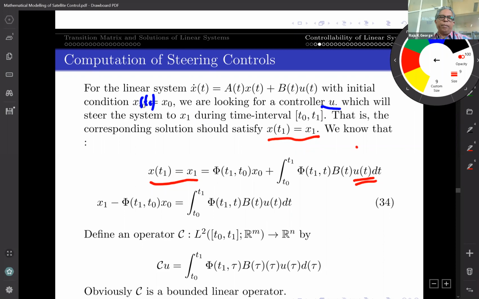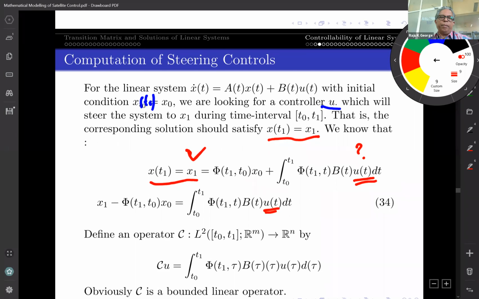I am looking for this u. This is unknown to me. Can I find a u such that, once I plug that u into this solution, my terminal state x at t1 is x1? That's the question. If you take these terms to the left hand side, x1 minus phi(t1, t0) x0 is equal to the integral from t0 to t1 of phi(t1, t) B(t) u(t) dt on the right hand side. So I am looking for a u such that this is satisfied.